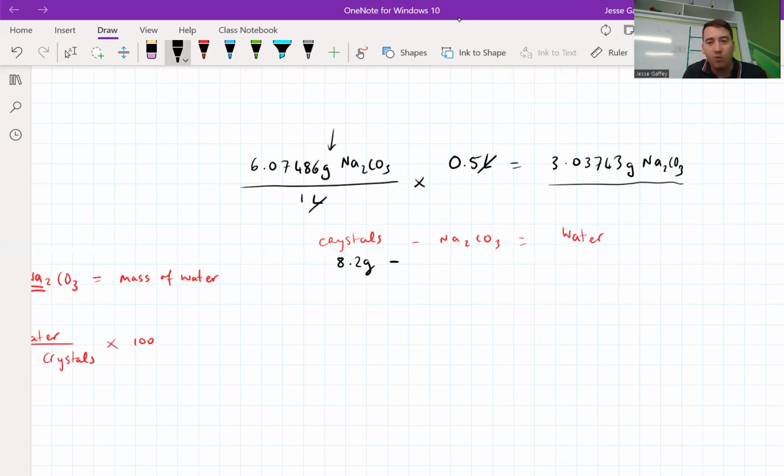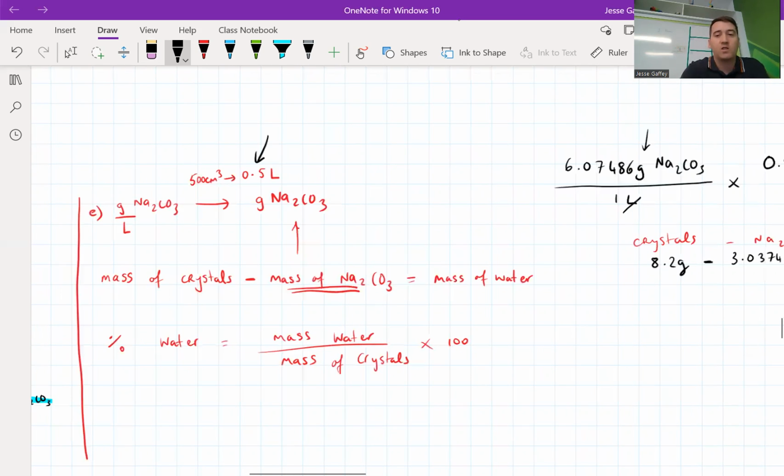And we know that we're going to take away the amount that was the sodium carbonate. So 3.03743 grams was the sodium carbonate. So when we take that away, we should get the remainder. Well, it had to be water because that's all that's in it. It's water and sodium carbonate. So 8.2 take away 3.03743, getting a number, 5.16257 grams is water then.